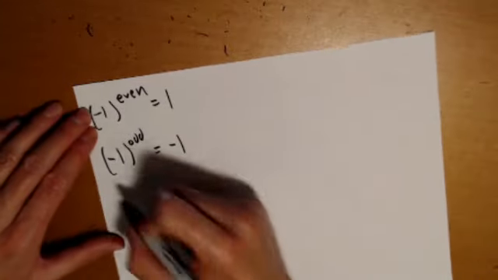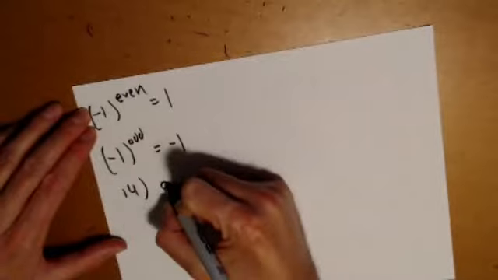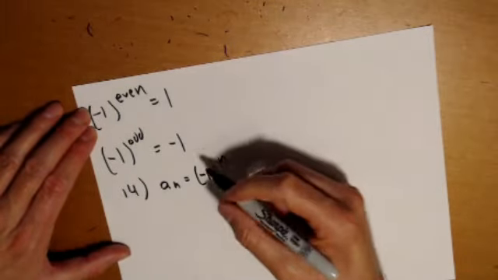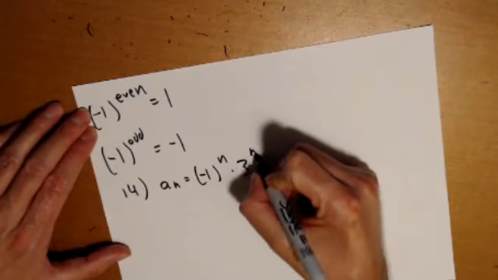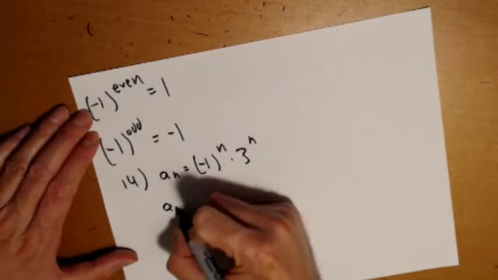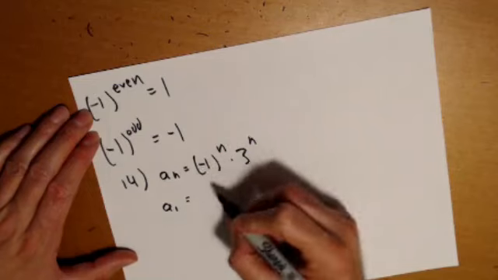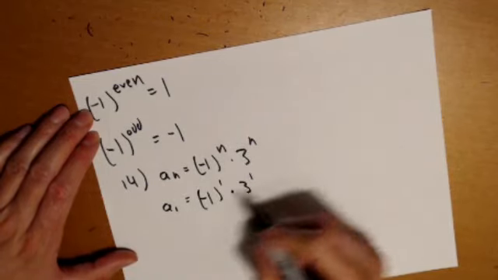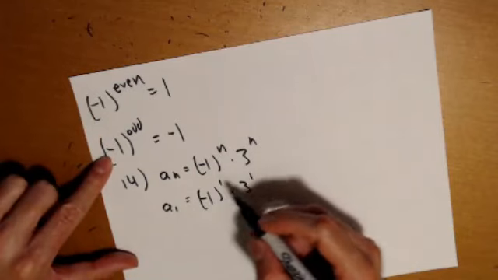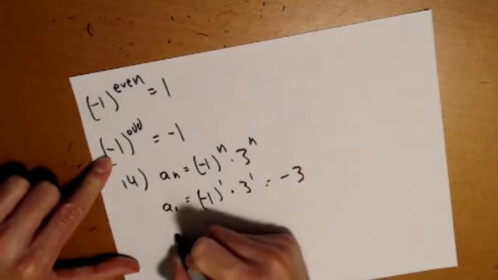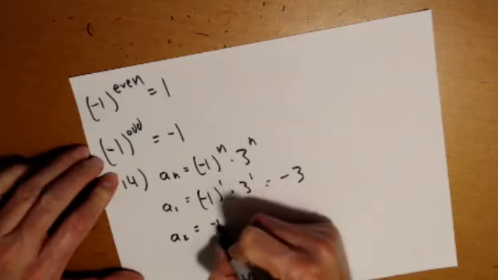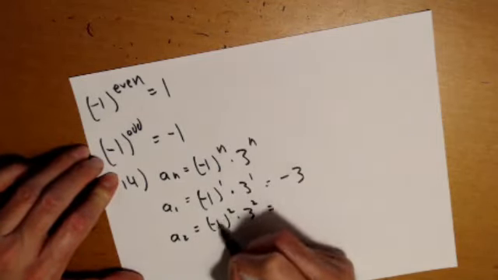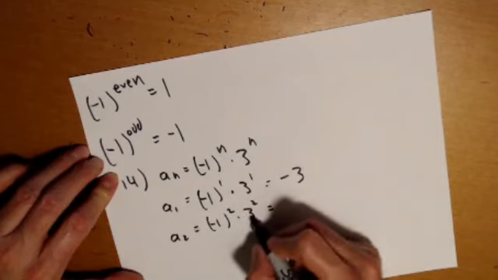So let us try number 14. a_n is equal to negative 1 to the n times 3 to the n. They just want the first 5 again. So a1 is negative 1 to the 1 times 3 to the 1. Negative 1 to an odd power is negative, so that's just going to be negative 3. A2, negative 1 squared times 3 squared. So that's going to be positive 9.